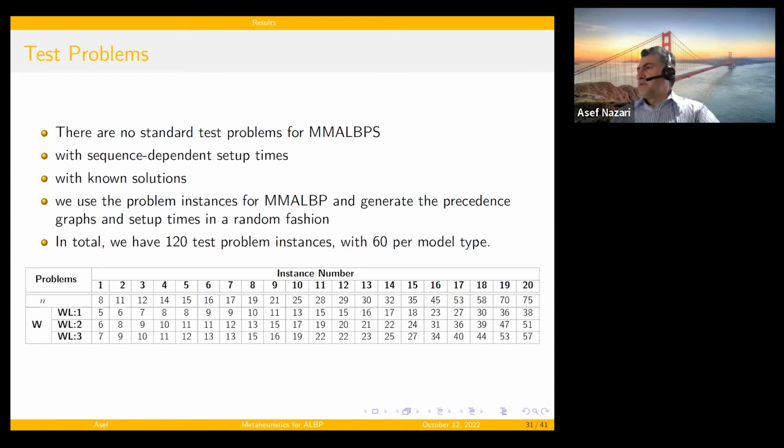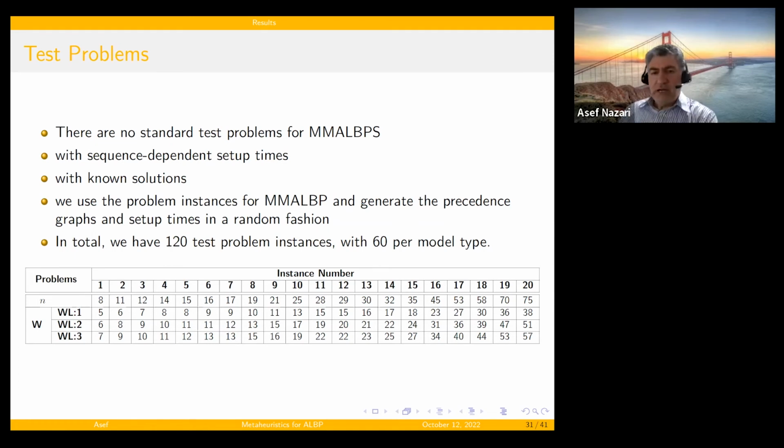So for this problem, as this is going to be a version of the mixed model assembly line balancing problem, we took a standard problem set of that problem, and we converted it into test problems for this problem. In other words, we added setup times, and they are added in a way that's in agreement with the literature. And we decided about the precedence graph. The reason we changed the precedence graph is we wanted it to be a bit different. So we have 20 problems, and for each problem we have a number of operations.